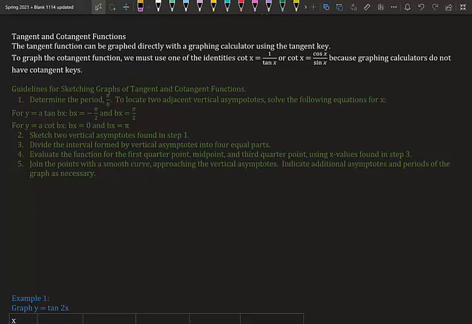The tangent function can be graphed directly with a graphing calculator using the tangent key. To graph a cotangent function, we must use one of the identities, cotangent equals 1 over tangent or cotangent equals cosine over sine, because graphing calculators do not have cotangent keys. Now, you're not allowed to graph these using a calculator, but you can check your work with it. You need to graph these by hand. Later on, after this class, you will be able to use your calculator, but right now we need to know how to graph these by hand.